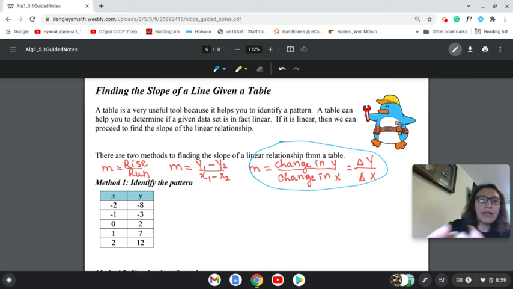Okay, so let's look at that table in the example here. So I'm working on this example over here. We have the table of values. X is the first one, Y is the second one. What I'm going to do now is I am going to try to decide what happened to the X and what happened to the Y values. So from -2 to -1, I added 1. I went up 1, right? From -1 to 0, I again added 1. From 0 to 1, I added 1. From 1 to 2, I added 1. I noticed that this doesn't change, right?